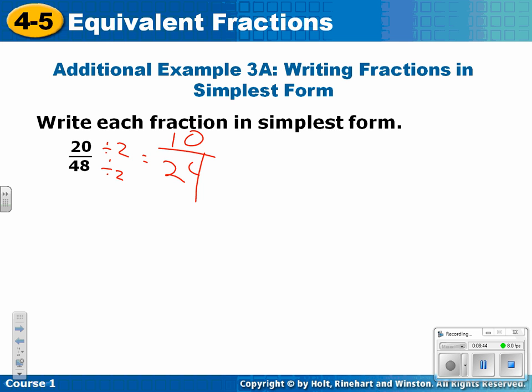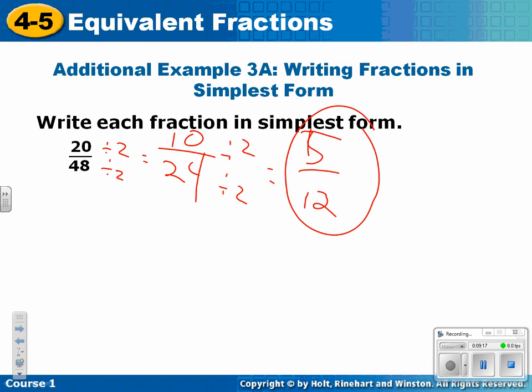However, I can tell by looking at 10 over 24 that something is wrong. How do I know something isn't quite right? They're both even and can both still be divided. They are both even. So because they're both even, I know I can still divide this by 2, divide by 2, and end up with 5 over 12. There is simplest form.